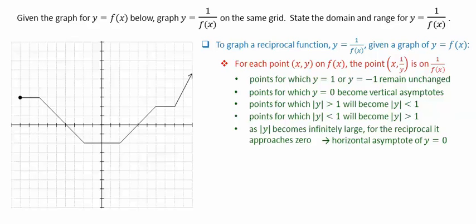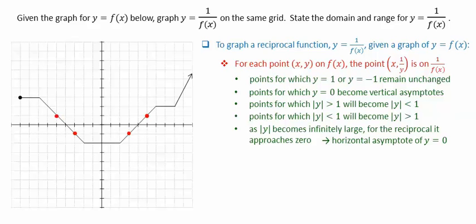So to plot this reciprocal function, we'll first look at points where the y value is either 1 or negative 1, and these are going to be the invariant points. First of all, at negative 5, comma 1, negative 3, comma negative 1, 3, comma negative 1, and 5, comma 1.